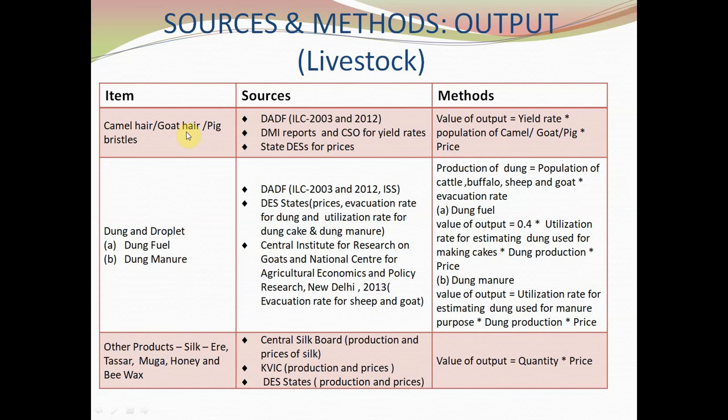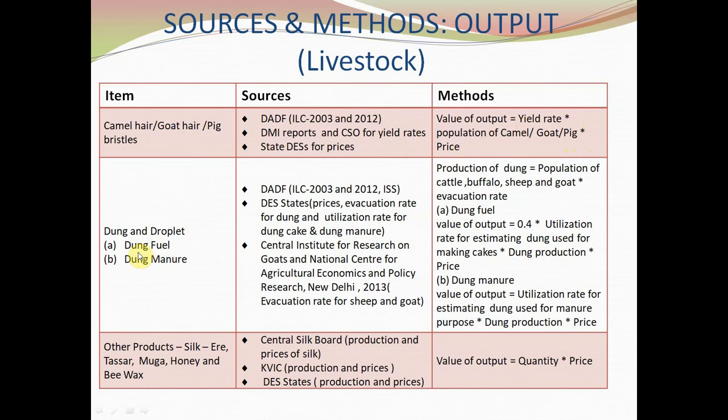Then camel hair, goat hair, and pig bristles. For this, the DMI report and the DADF livestock census 2003 and 2012 results are used. DMI reports and CSO data for yield rates, and state DES for prices are the sources. Value of output is calculated by yield rate multiplied by population of camel or goat or pig into price.